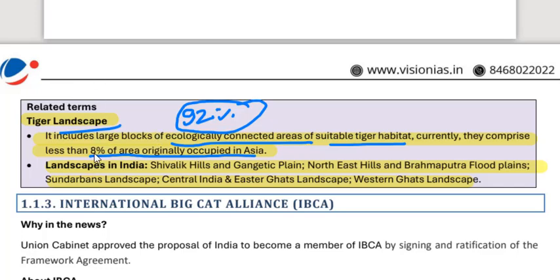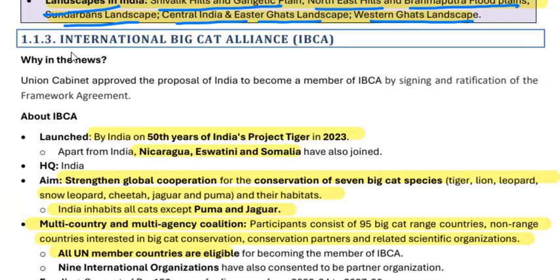And next is landscapes in India. This is Shivalik Hills, Gangetic Plain, Northeast Hills and Brahmaputra flood plains, Sundarban landscape, Central India, Eastern Ghat and Western Ghat landscape. Next is International Big Cat Alliance.